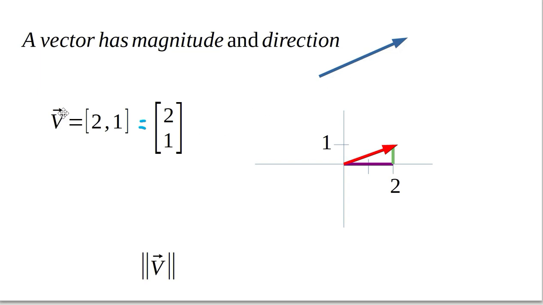Normally we write a vector. Let's say if we are talking of a vector v, we write v and then we put an arrow on top of it. And a vector can be represented in a row form or in a column form. In some books you will see this, in some books you are going to see this.